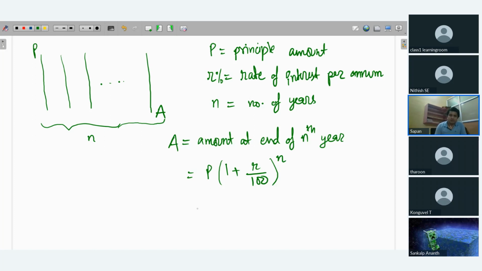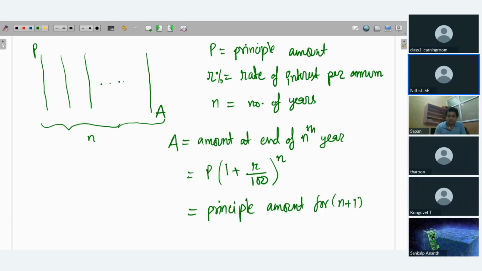If you remember in the last 2 classes, this is also the principal amount for which year? For the nth year. No, the N plus 1th year. Yes, sir, this is the situation.